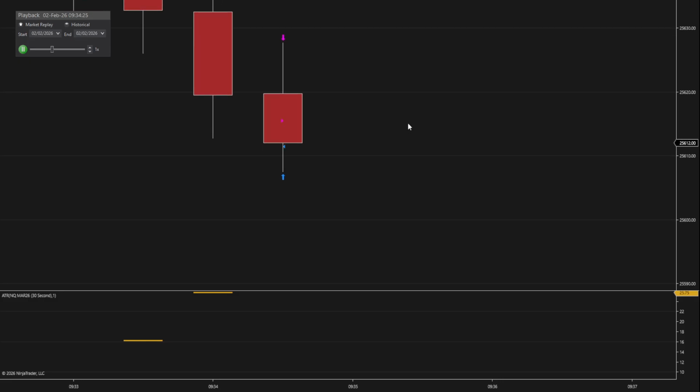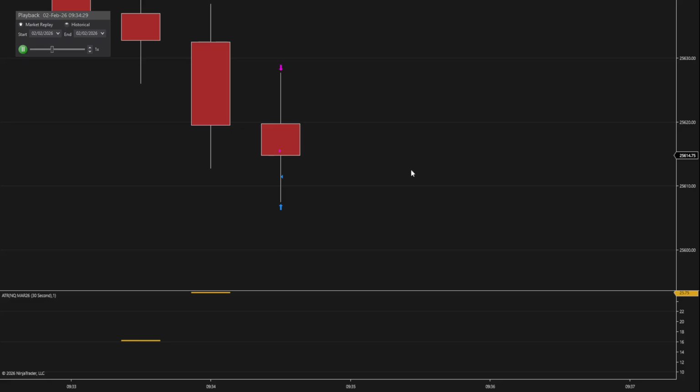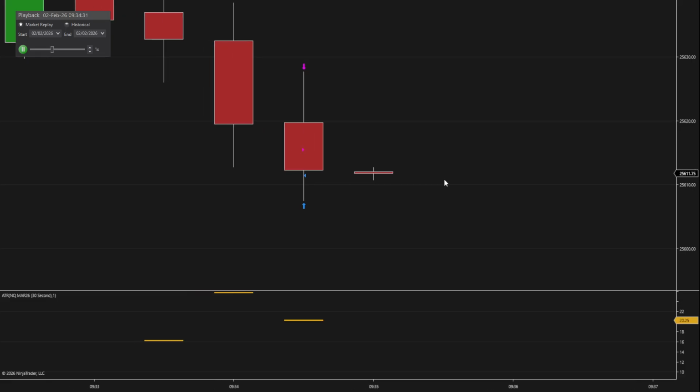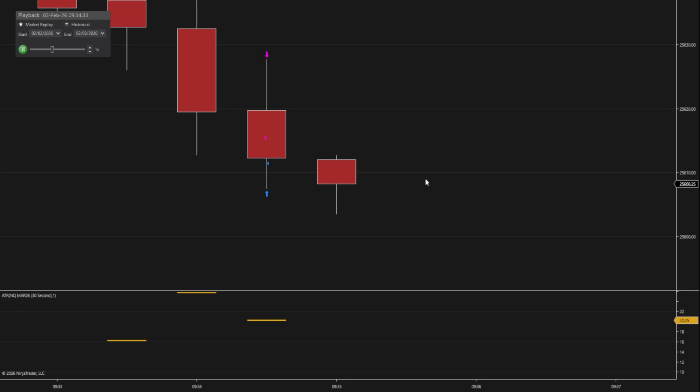We're not probably going to see a continuation. I'm going to restrain myself from trading the next candle to see any changes that will probably need to happen by now.